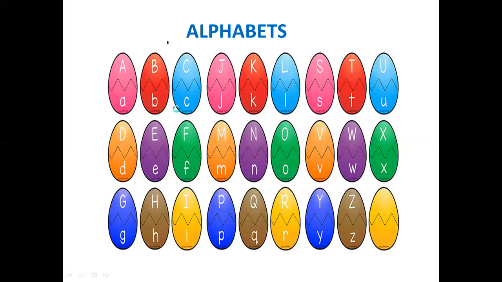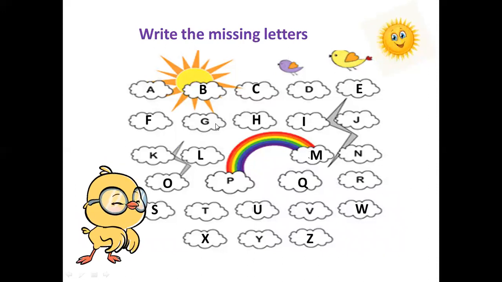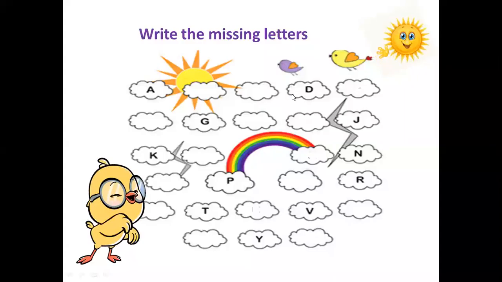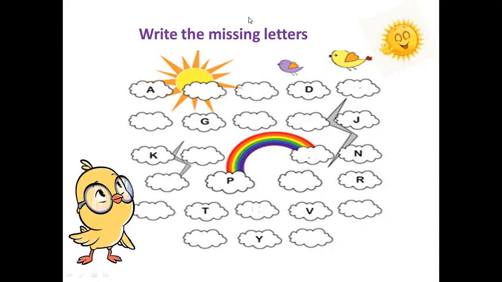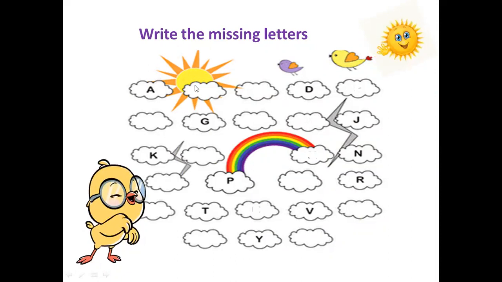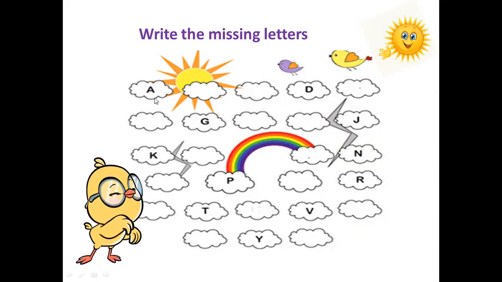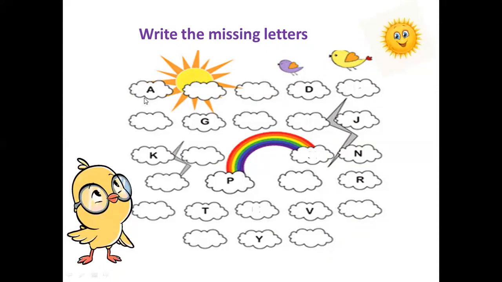Well done. Now, write the missing letters. There are some letters missing. Look here, dear little learners. Some letters are missing. You have to fill that missing letter. How you will fill it? You can do it because you have learned your alphabet many times. And I know you people know your alphabet. So you can do it easily, okay?